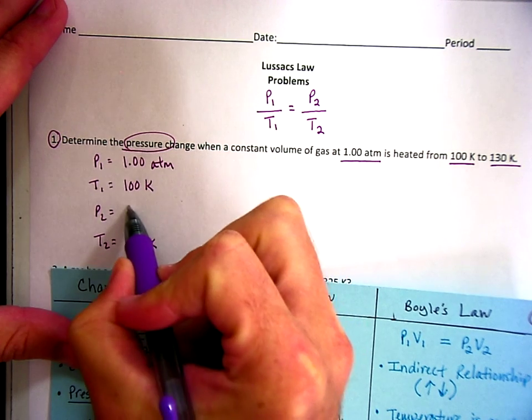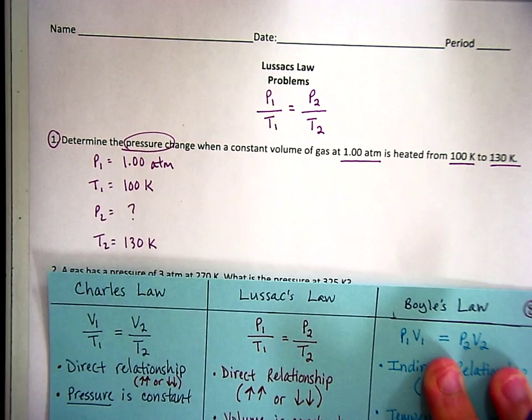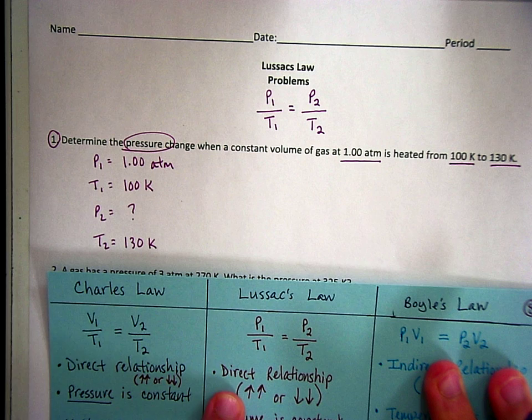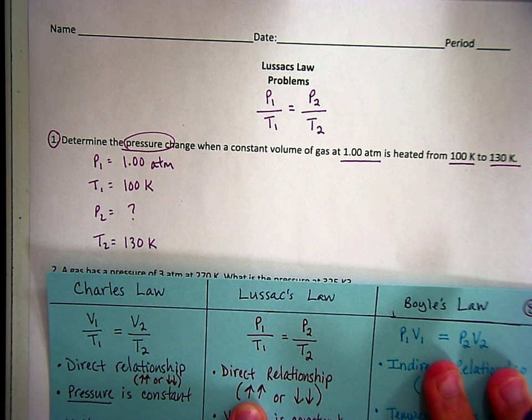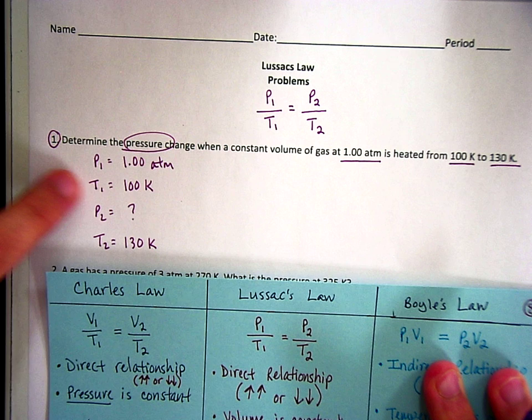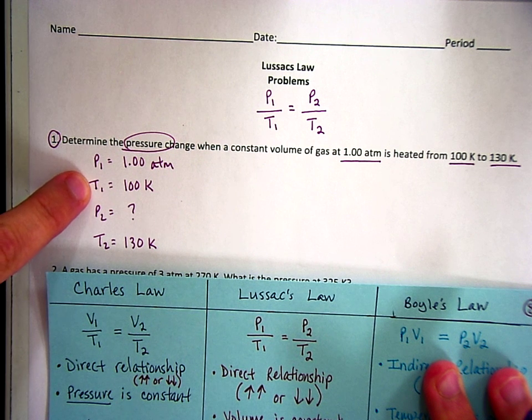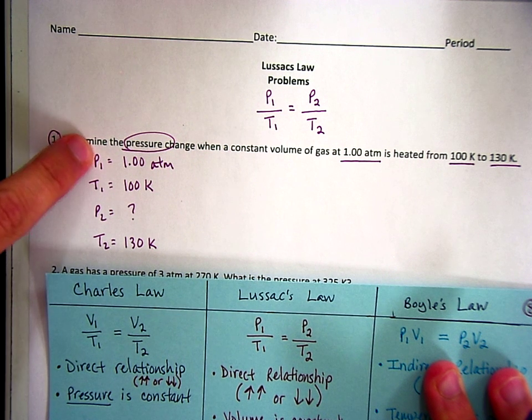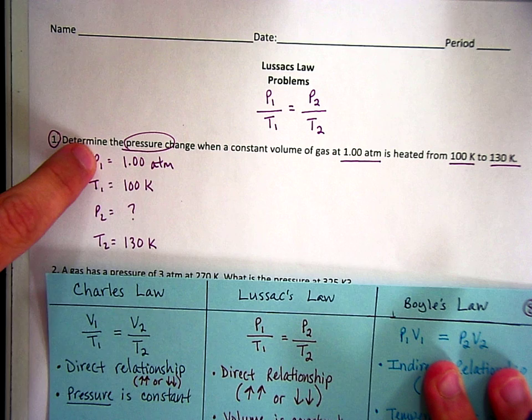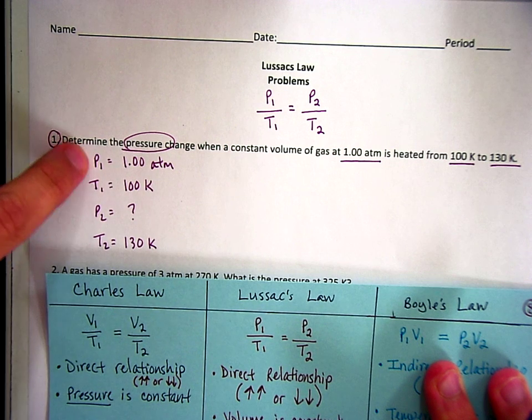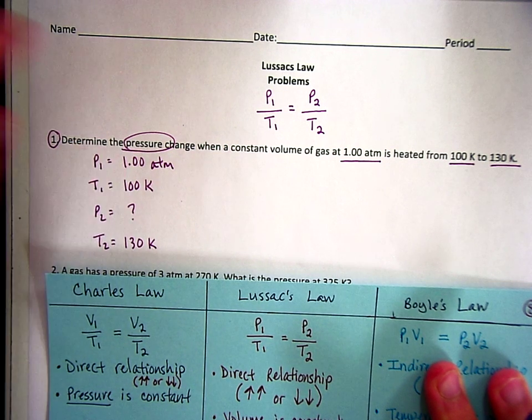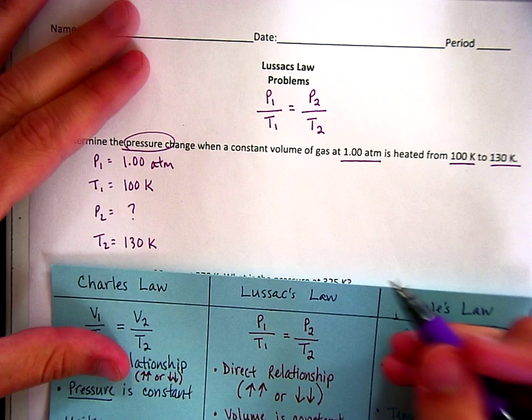So it's my P2. Also, when I look at my card, Lussac's Law is a direct relationship. So both variables will increase or decrease. My temperature has increased, so I'm going to expect my pressure to also increase. So my P2 should be a higher number than 1 atmosphere. All right, so let's plug these numbers in.